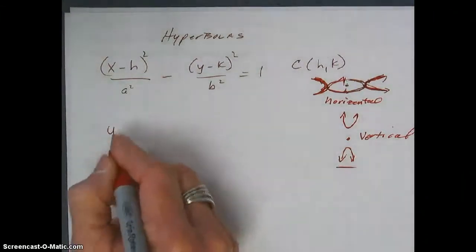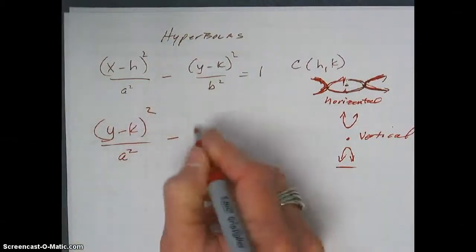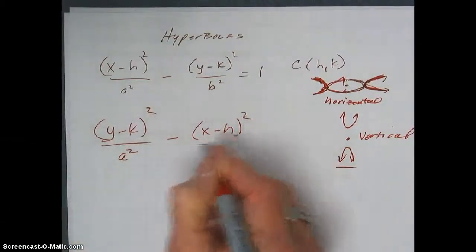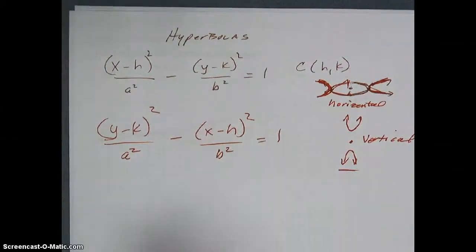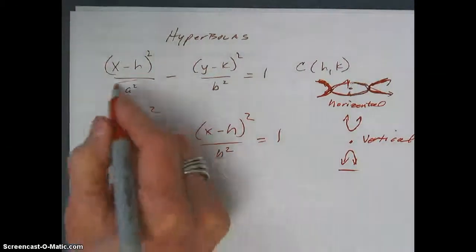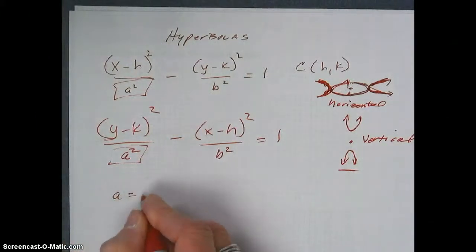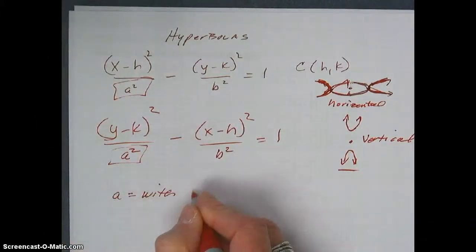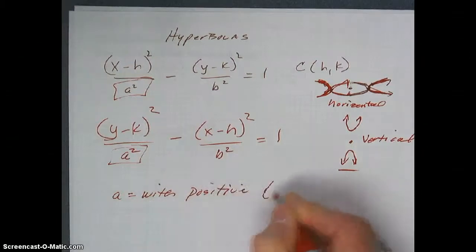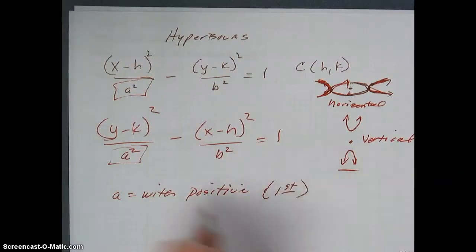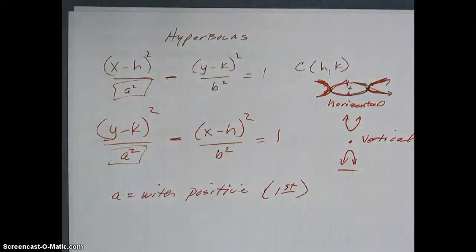hyperbola, excuse me. So we have y minus k quantity squared over a squared minus x minus h quantity squared over b squared equal to 1. Okay. So notice a in our hyperbola is always going to be with the positive variable. Or most of the time, that'll be our first variable because our second variable is negative.